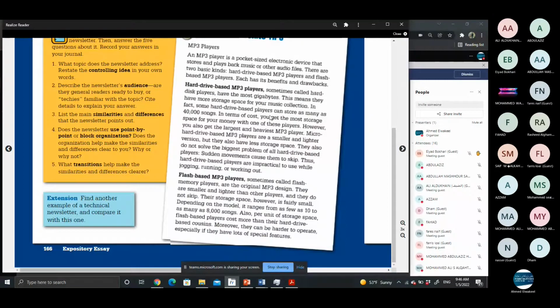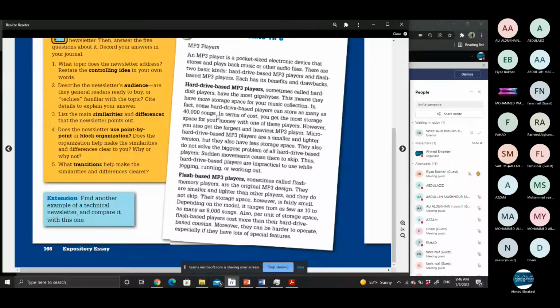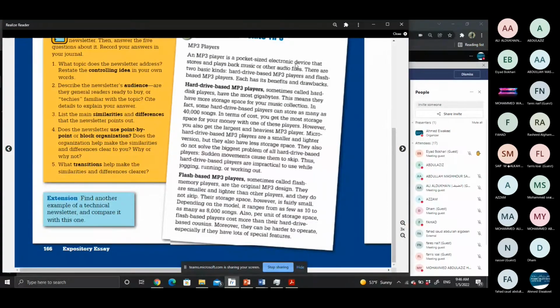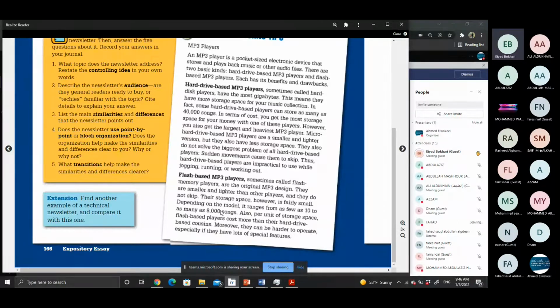So once again, Abdulaziz, the hard drive based MP3 player has more storage; you can store up to 40,000 songs on it. On the other hand, the flash MP3 player only supports until what? Like 8,000 songs. That's number one. Number two, the hard drive, since it has more storage, consequently it's heavier. It's more expensive and heavier than the flash-based MP3 player.